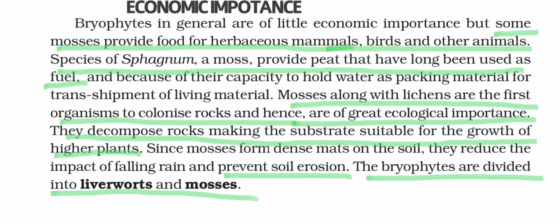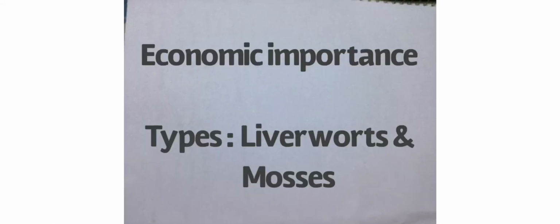Another point is that mosses along with lichens are the first organisms to colonize rocks, and hence they have great importance related to ecological balancing, or we can say ecological succession. They even decompose rocks, making the substrate suitable for the growth of higher plants like pteridophytes, gymnosperms and angiosperms. Since mosses form a dense mat on the soil, they reduce the impact of falling rain and prevent soil erosion. So another point is to prevent soil erosion.